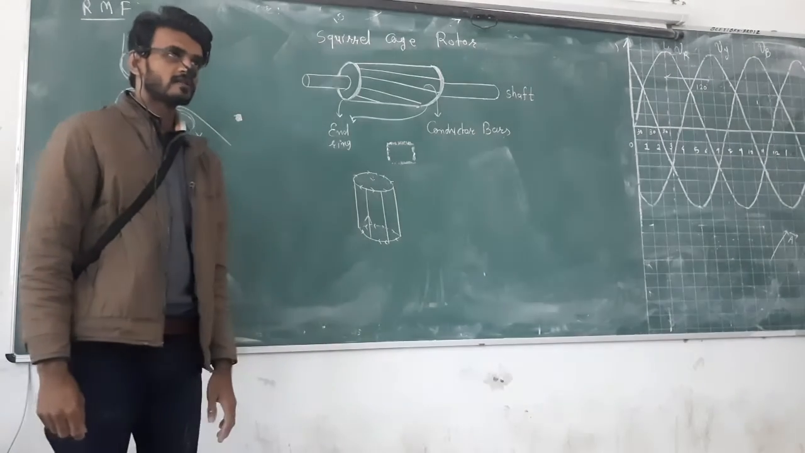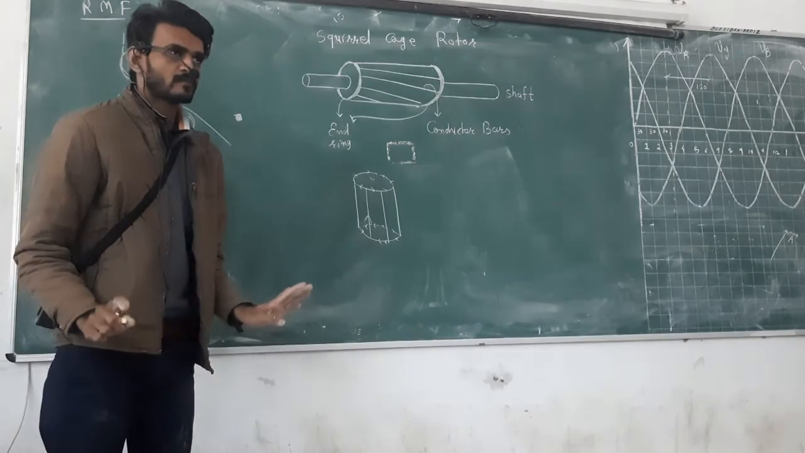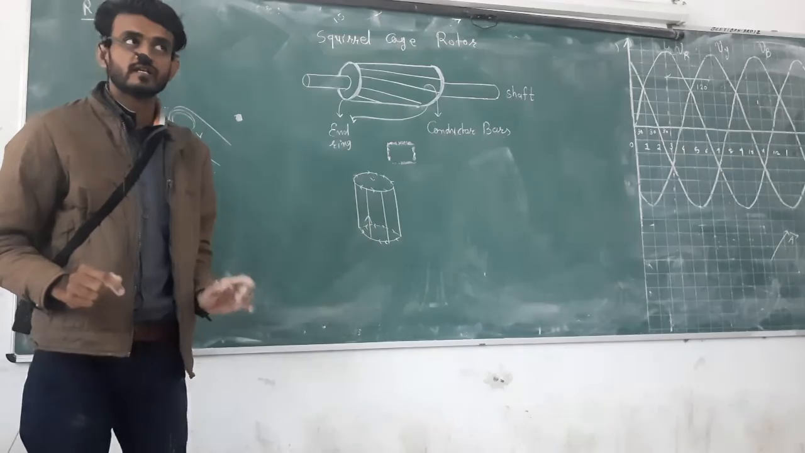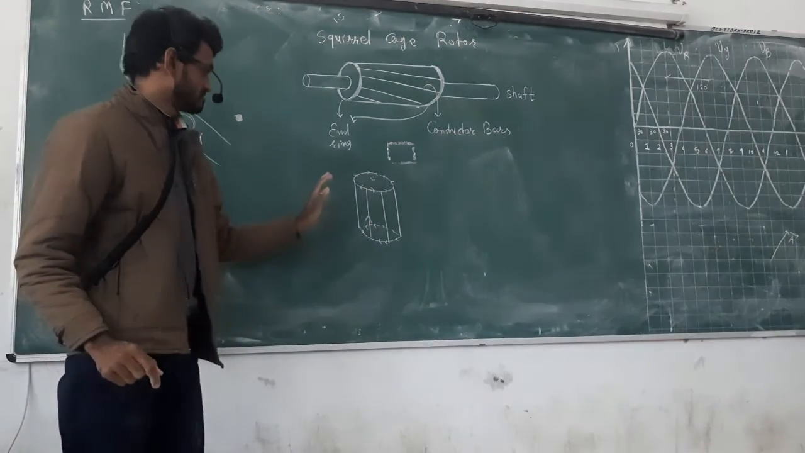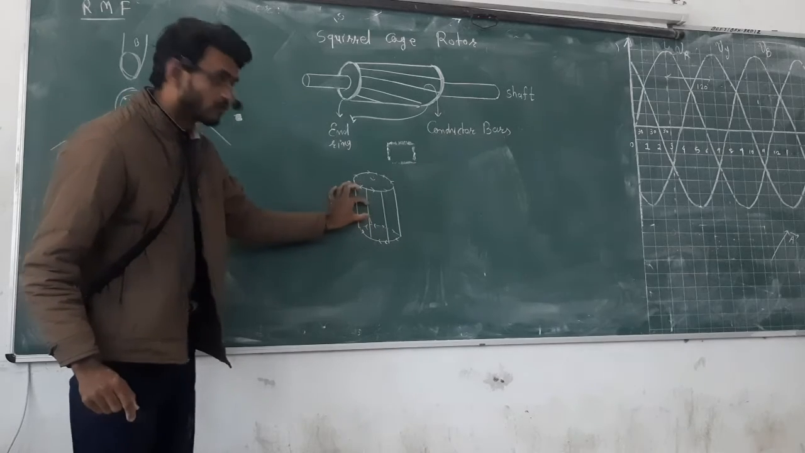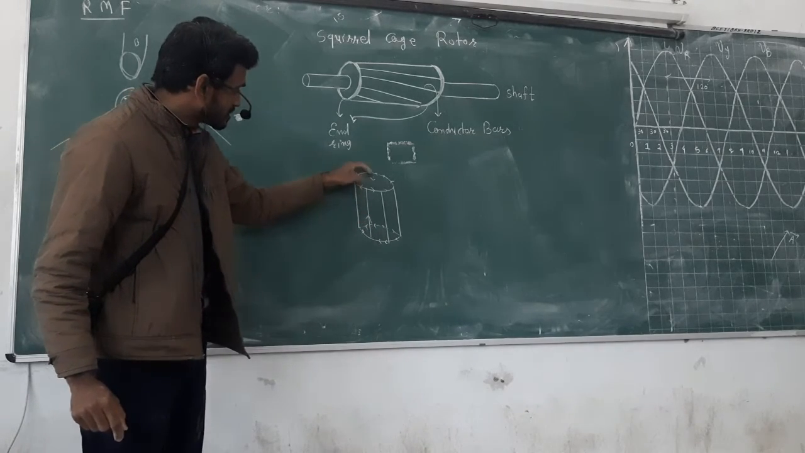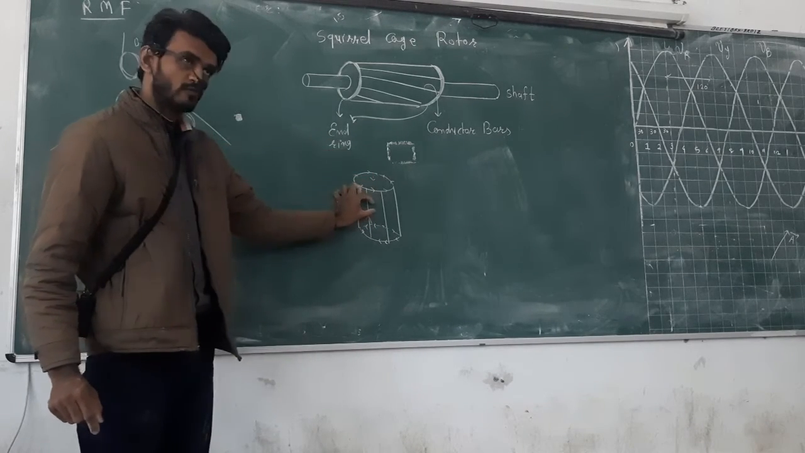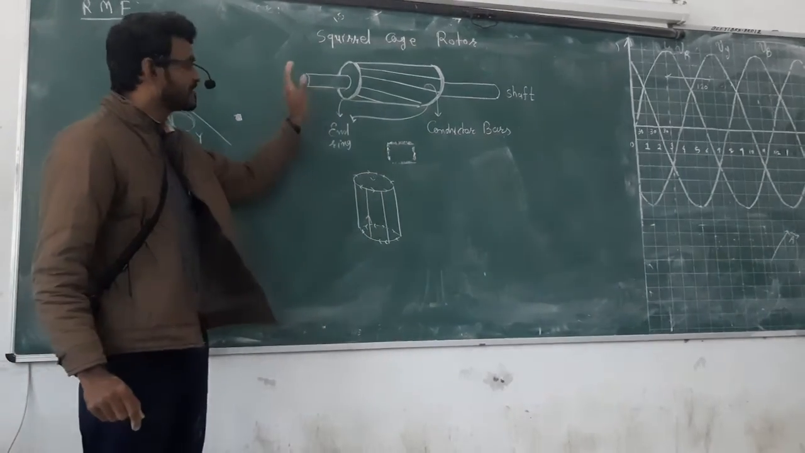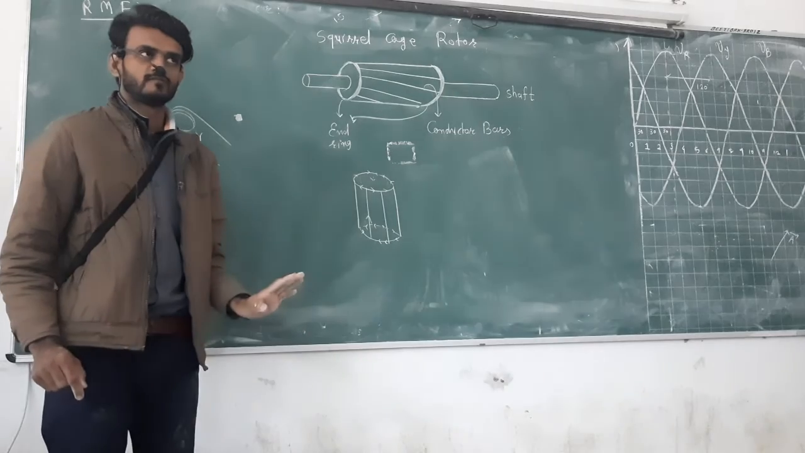We do not pass current into the rotor. What I say is, according to Faraday's law of electromagnetic induction, voltage is induced in this conductor, only in this portion, and in the opposite conductor only a small portion. So voltage is induced; we do not supply any voltage to the rotor.